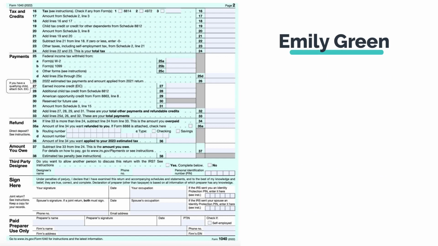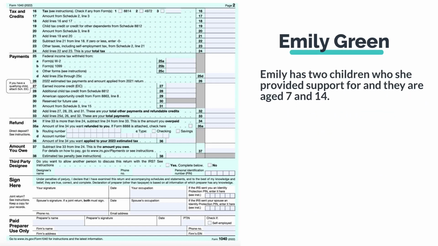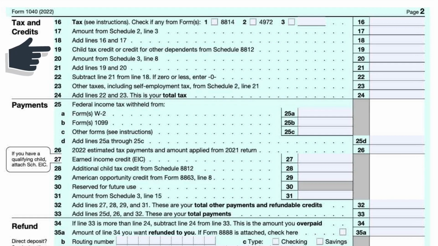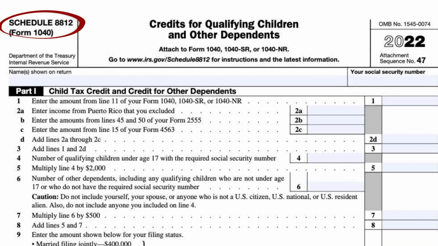We are again going to be looking at Emily Green. Emily has 2 children who she provided support for, and they are aged 17 and 14. Based on the information just learned, we see that her children will qualify for the credit. The amount entered on line 19 comes from Schedule 8812, so we will need to complete this schedule.